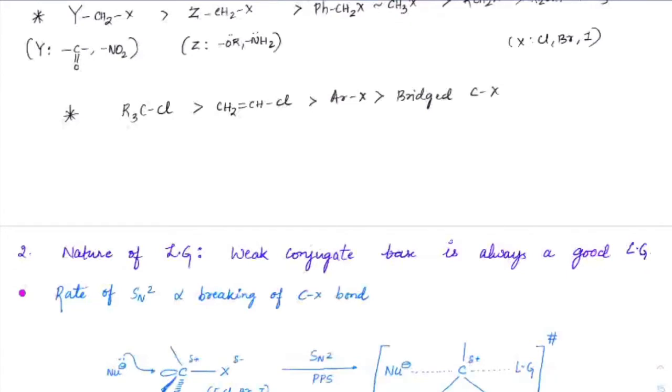Next one is about nature of leaving group. We know that a weak conjugate base is always a good leaving group, and rate of SN2 also depends upon breaking of the C-X bond. So if the bond is weak here, then also the rate of SN2 will increase. So these two factors are important here. One, conjugate base is always a good leaving group. Second, how strong that bond is. Weaker the bond, more easily it can leave.